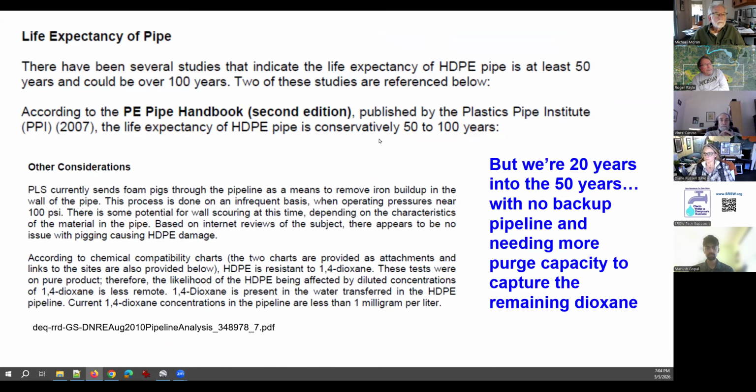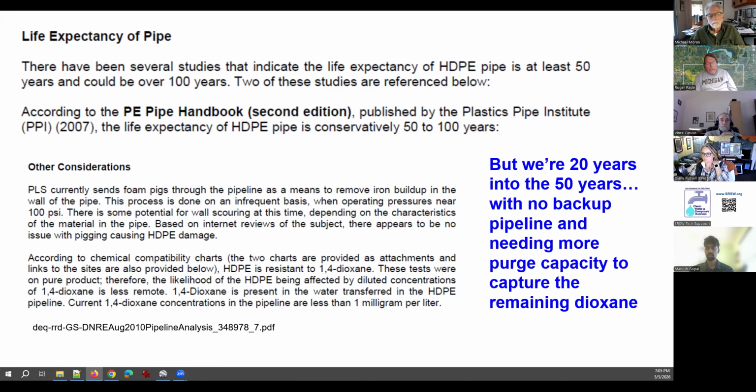So that new liner is expected to last 50 years, but we're already 20 years into that. So we get some time to maybe get a lot of the dioxin cleaned up, but there is no backup plan right now. If there was no backup plan for the original transmission pipeline, when it broke, they still had to use it, even though it was leaking. So it was leaking high concentrations of dioxane into a 100-foot deep aquifer that was already contaminated.